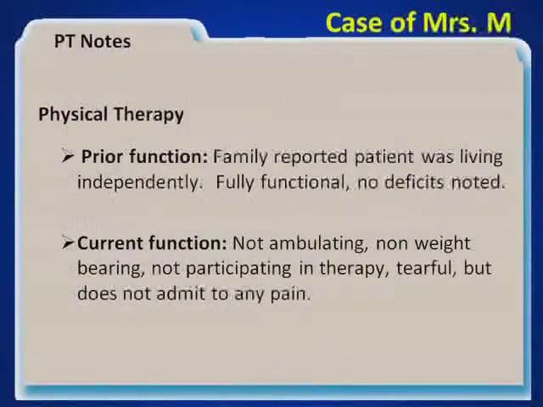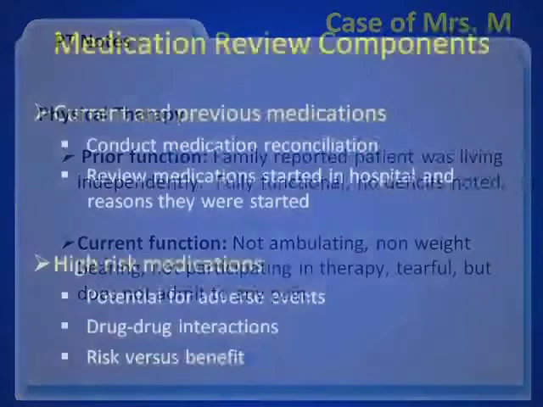In looking through the physical therapy notes, physical therapy's prior functioning mainly is based on family reporting in this case, with the family reporting that she was living independently, fully functional, with no deficits. Currently, the assessment is that she is not ambulating. She's non-weight bearing, not participating in therapy, tearful, but not admitting to any pain.